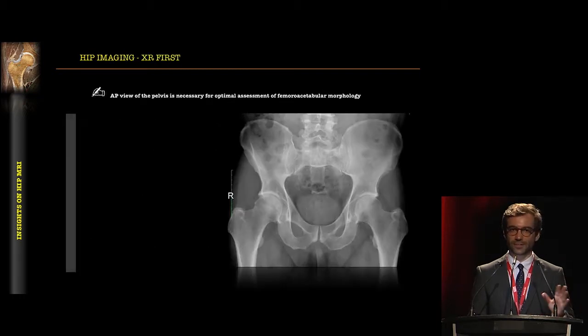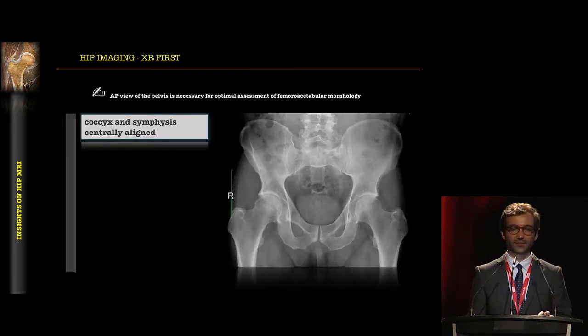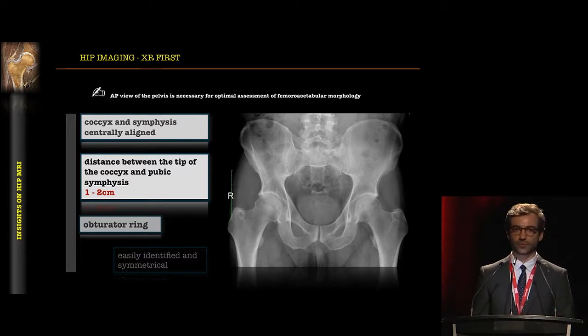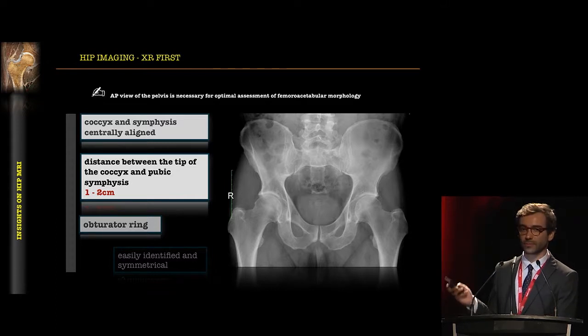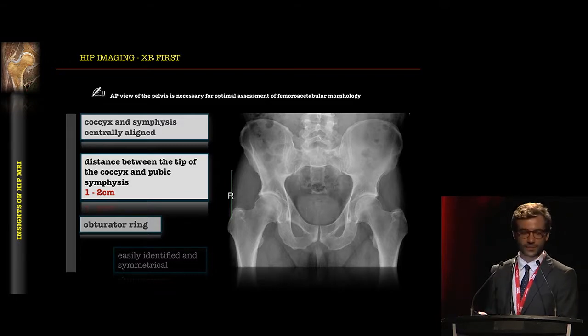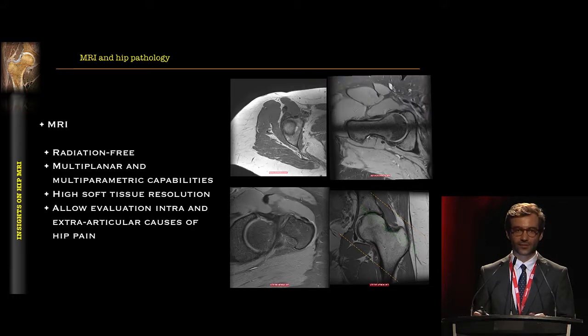This talk is about MRI, but the plain film is still very important in the initial workup of hip pain, and it's a good guide for further imaging, so we still need to be careful about that. Especially when you look at the femoroacetabular morphology, you need to be careful about the quality of your x-rays in terms of alignment and tilting, as there are criteria that you always have to look at.